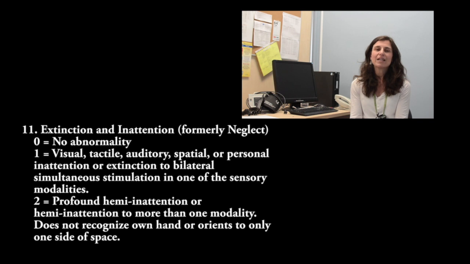If neither modality is affected, this is a score of 0. If you have demonstrated extinction in one modality, either sensory or visual, this is a score of 1. If multiple modalities are affected, this is a score of 2. A score of 2 is also given if the patient has hemispatial neglect. This is failure to attend to the contralateral side of the body.